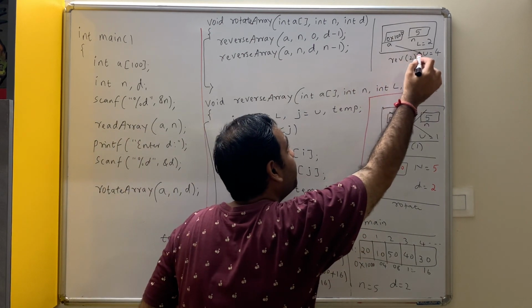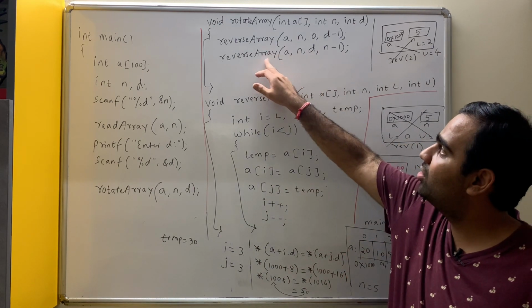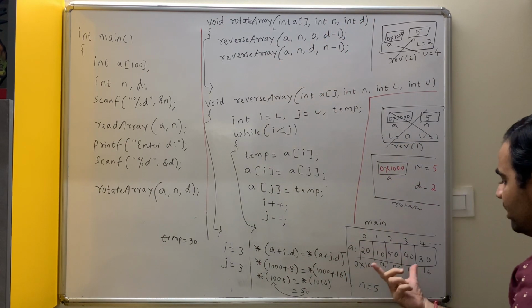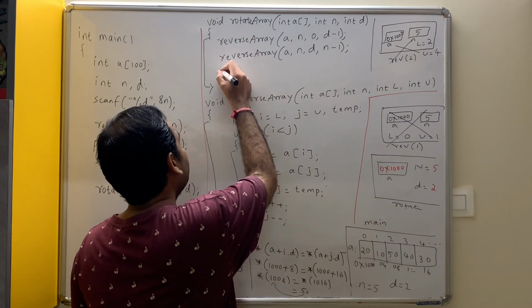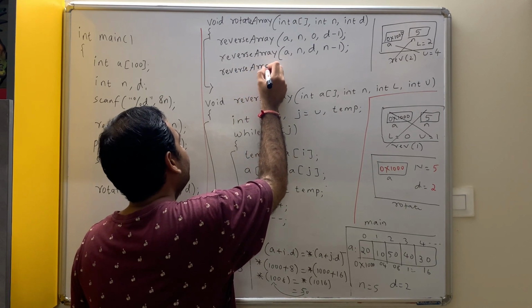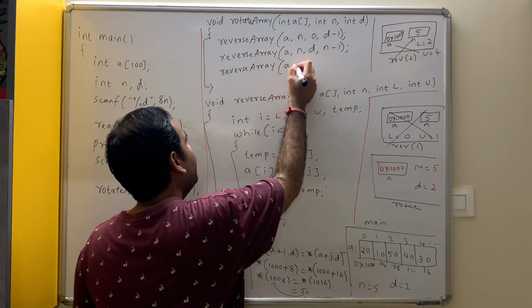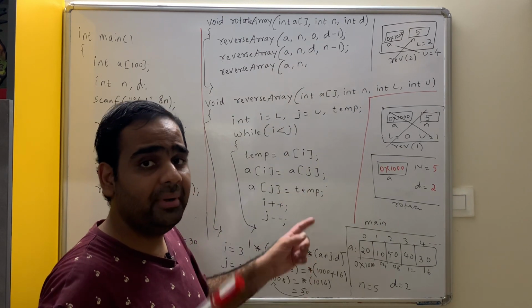The scope dies, and again you return to the point from wherever it is called. Rotate array is called. Now is the array rotated? No. Now next what do you need to do? You need to reverse the complete array. Hence I say reverse array. Which array do you want to reverse? A. How many array elements? N array elements. Do you want to reverse the complete array? Yes.